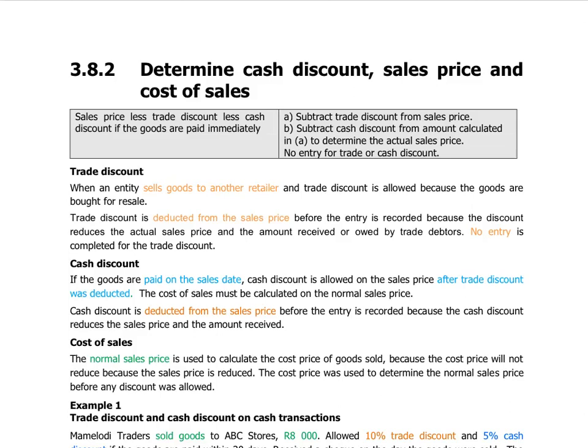Good morning. We will pay attention to cash discount and trade discount when goods are sold. We will also determine the sales price and the cost of sales price.